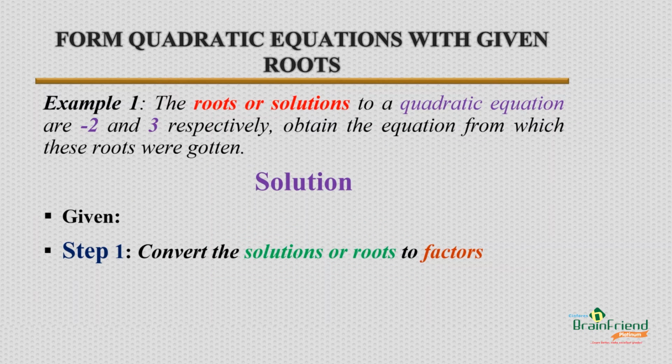Now let's go on to try an example. Example 1. The roots or solutions to a quadratic equation are -2 and 3 respectively. Obtain the equation from which these roots were gotten. The first thing we need to do is to write down all that was given to us. And from the question, we know that x is equal to -2 and also x is equal to 3. These are our roots.